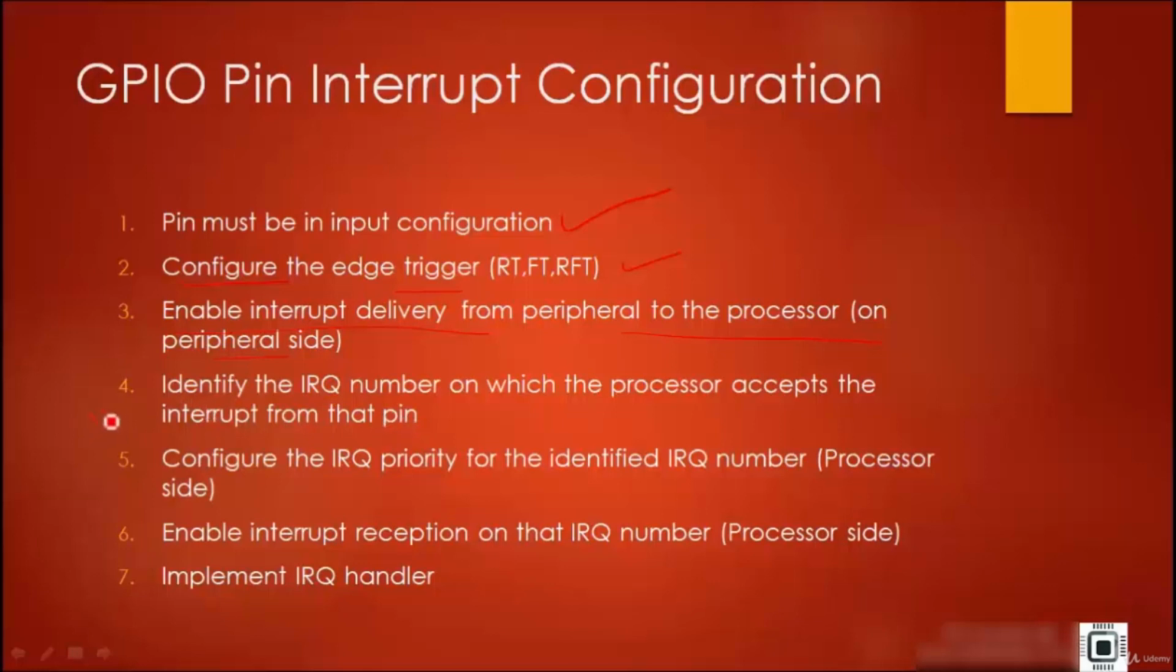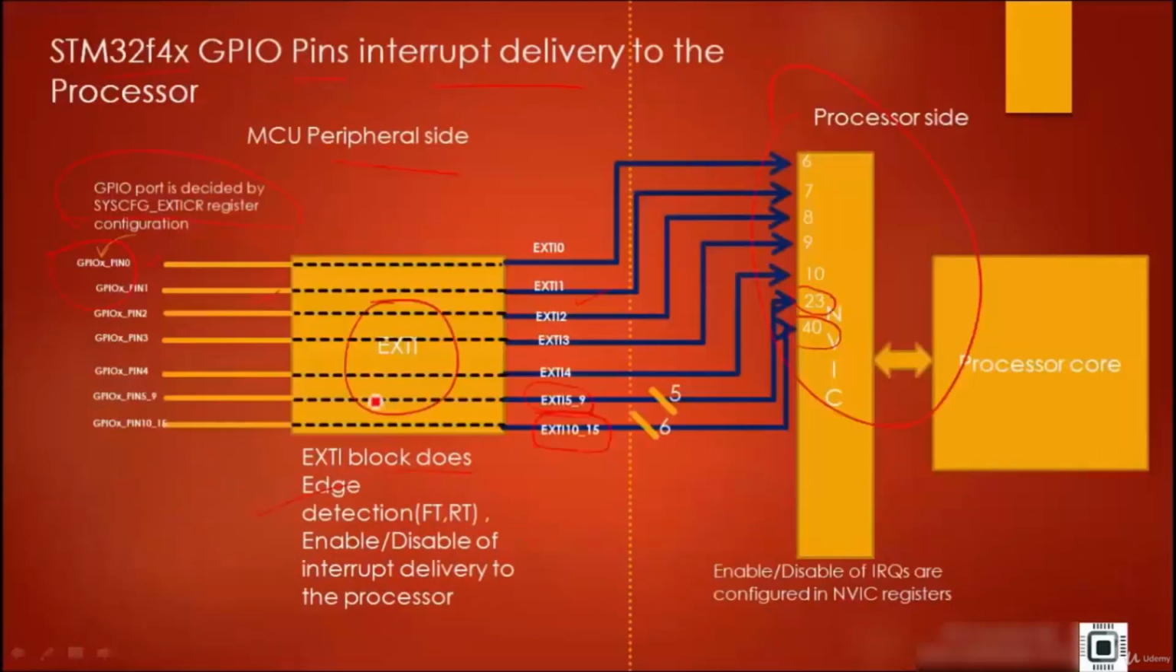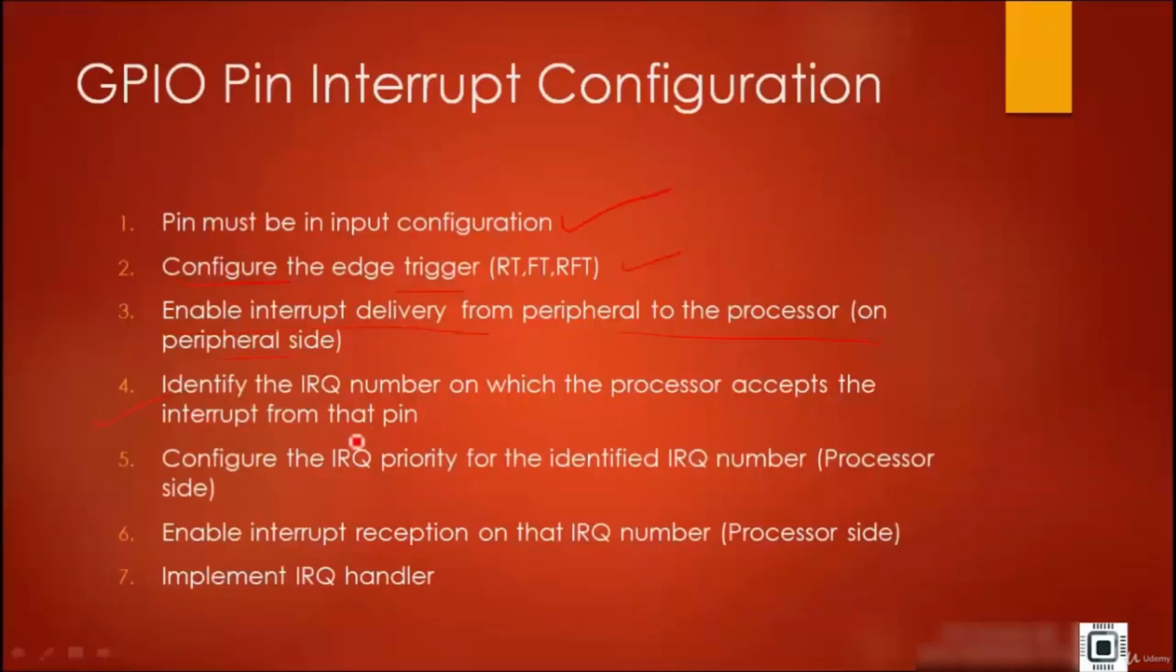And after that, identify the IRQ number on which the processor accepts the interrupt from that pin. So that means, for example, in this case, if you want to send an interrupt from this pin, then you have to identify the IRQ number. This we do by the vector table, right? And after that, configure the IRQ priority for the identified IRQ number. This you have to configure in the NVIC register. NVIC has a priority register, so there you have to do it.